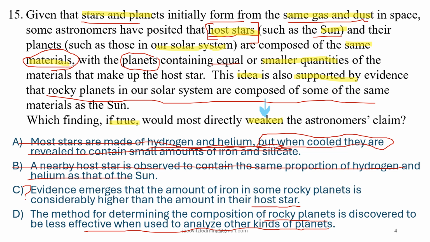So here, let's get what's going on. They're talking about the method, less effective, other kinds of planets. And guess what happens? It would be less effective if they said when used with host stars. And if they said that, D would be your choice. Since they didn't, the choice goes to C. Make sure you are reading every possible part and detail of this information. They didn't get into this. Your answer is C.